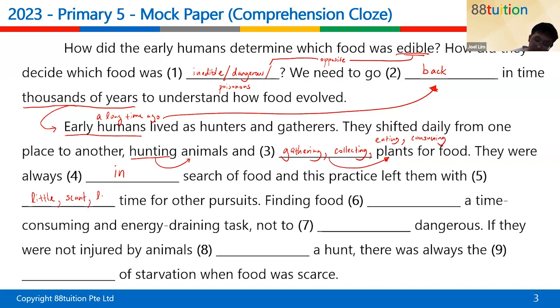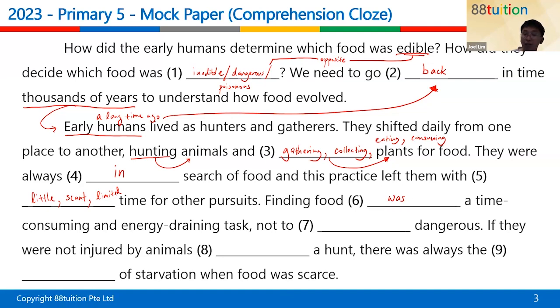Or you can use the word limited as well. Little time, scant time, limited time for other pursuits. All right. Finding food, what a time-consuming and energy-draining task. So this was in the past, right? We're looking at early humans who lived as hunter-gatherers. So over here, we have to use the past tense verb was. Finding food was a time-consuming and energy-draining task.